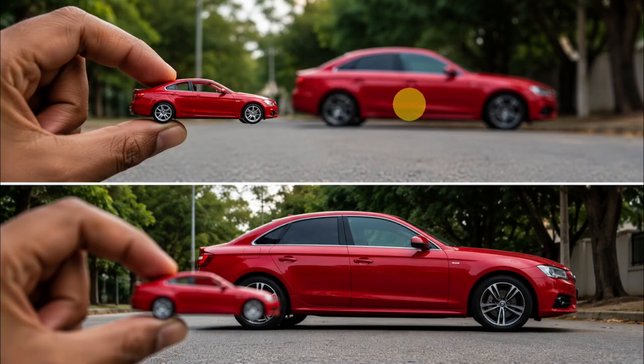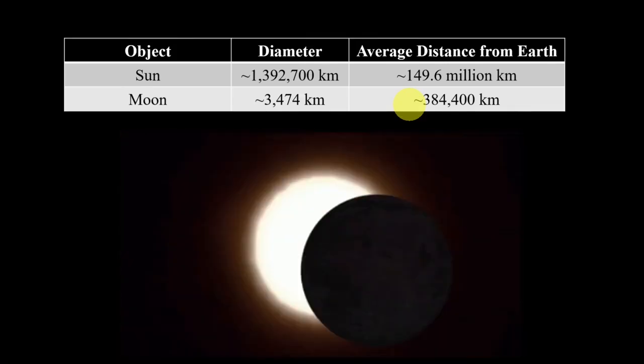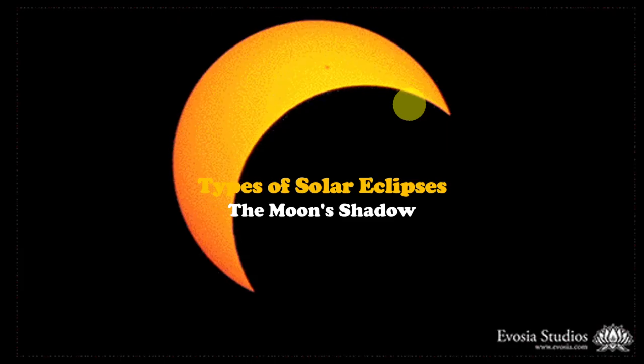It's because the sun is very massive, but it is very far away. That is why during an eclipse the moon appears to cover the sun. So I hope you can understand why that is.